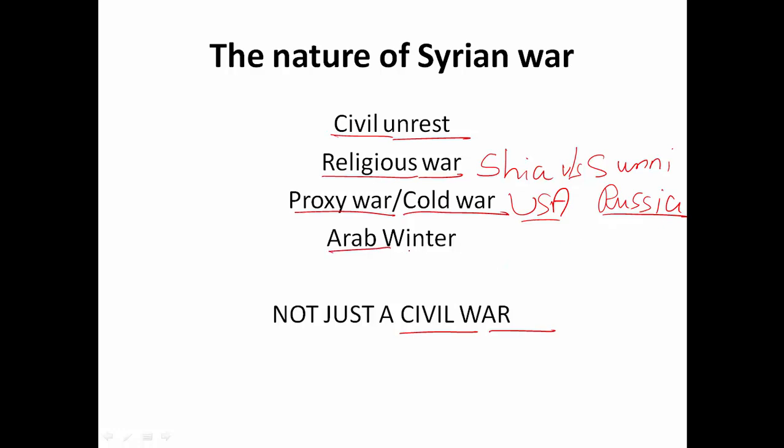Then it is also called the Arab Winter. Why? You might have heard about the Arab Spring. That was a time when protests and demonstrations took place in many countries of the Arab world. It led to democracy in a few of them like Egypt and Tunisia. But the Arab Spring also failed in countries like Libya and Syria, where this condition is now called Arab Winter. Why? Because this is not a spring, not a time for flowers to bloom, but a very gloomy time period, and hence it is called Arab Winter. So it is not just a civil war.